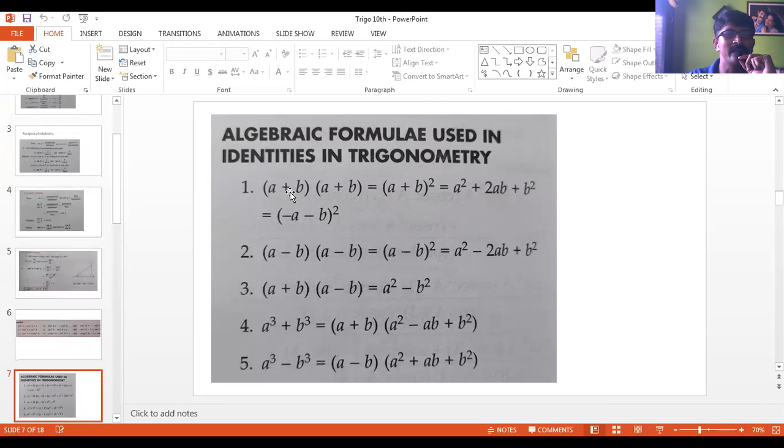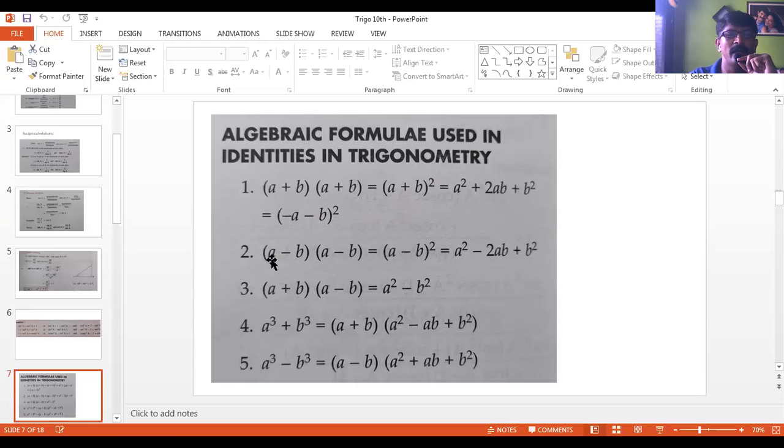So you can start writing, student, along with me: a plus b into a plus b will become a plus b the whole square, and the formula is a square plus 2ab plus b square. Or some people write minus a minus b the whole square also. Basically it is one and the same thing, just take this minus common outside and then square it, you're going to get a plus b the whole square. I hope you understood that.